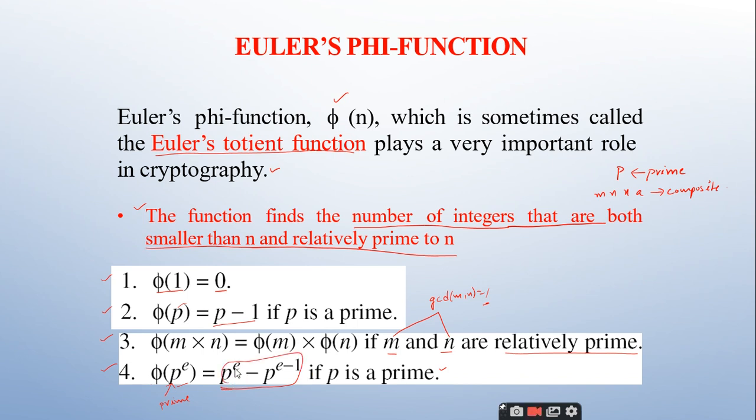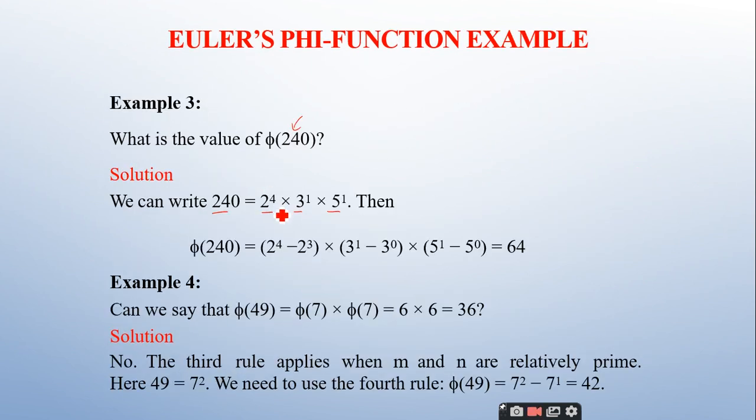Fourth rule. So according to the fourth rule, phi of 240 is equal to 2 power 4 minus 2 power 3, that is 16 minus 8, into 3 power 1 minus 3 power 0, that is 3 minus 1, into 5 power 1 minus 5 power 0, that is 5 minus 1. So if you multiply this, I will get it as 64. Is it clear?